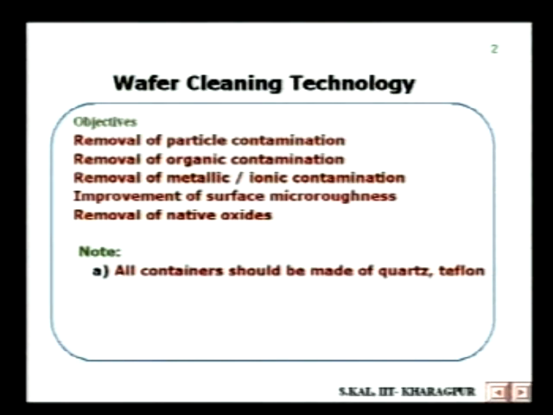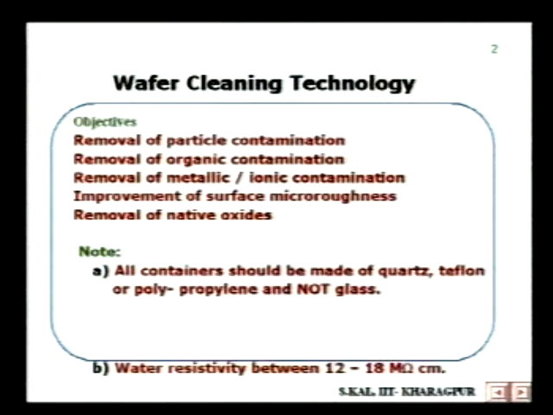All the containers in the process environment or process room should be made of quartz, Teflon or polypropylene, and not glass, because glass is a source of sodium or potassium ions, which are also defects. They act as alkali ions, and those ionic contaminations will damage the properties of the oxide.